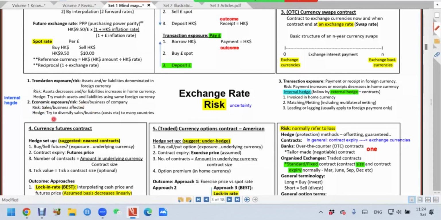You try to diversify your sales or business, if possible in many countries. So you may want to export to many places.